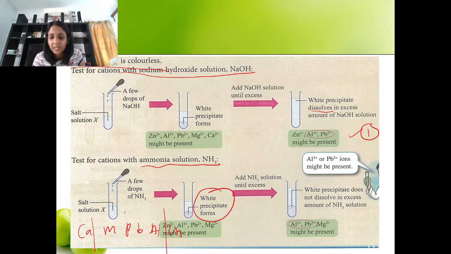Then teacher puts in excess. When they say I put in excess, it does not dissolve. That means it can only be magnesium, lead and aluminium. Now we compare these two. Which ones are similar? We've got aluminium, aluminium, lead and lead. So teacher needs to narrow down some more. How can I narrow down to know exactly what is in that solution? How do I have a special test to separate it? Lead is very, very special.